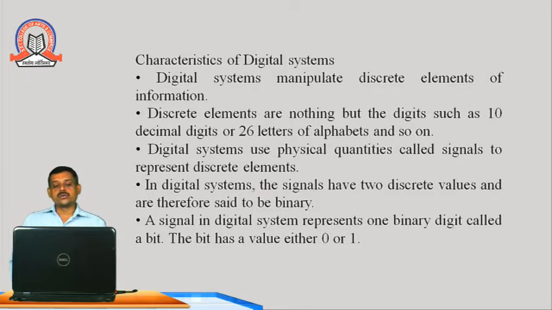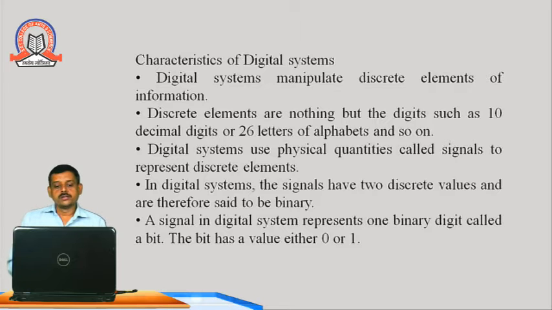Now there are a few characteristics of a digital system. The very first characteristic is that it can manipulate discrete elements of information. So we can discretize the information in multiple ways, in the form of zeros and ones likewise. Then discrete elements are nothing but digits, just like the decimal or 10-digit numbering system, like the 26 alphabets, A, B, C, D up to Z.